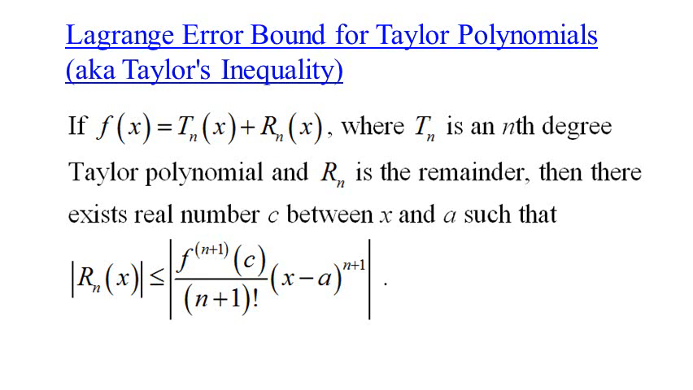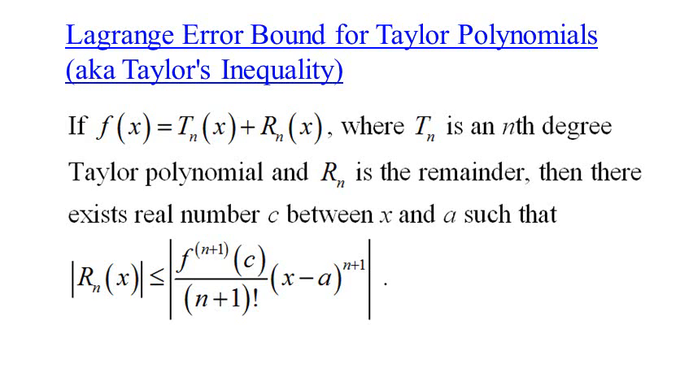The Lagrange error bound for Taylor polynomials is also known as Taylor's inequality. If R is the difference between the actual value of f of x and the value of the nth degree Taylor polynomial, Taylor's inequality says that there's some real number c for which the absolute value of R is less than or equal to the n plus first derivative of f calculated at c divided by n plus 1 factorial times the absolute value of x minus a raised to the n plus first power.